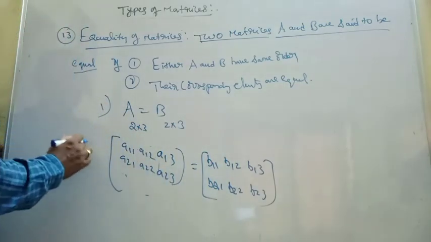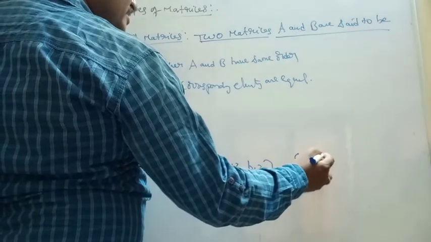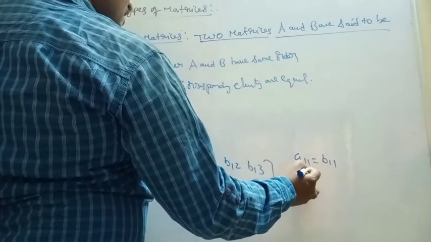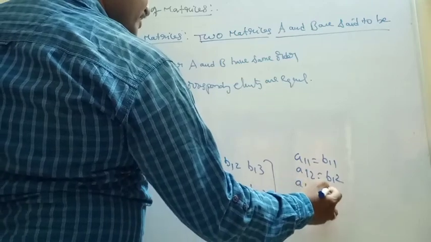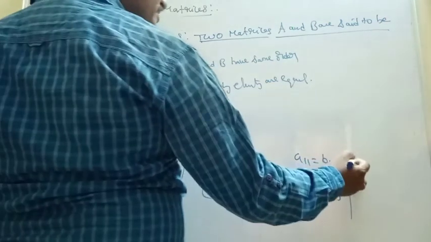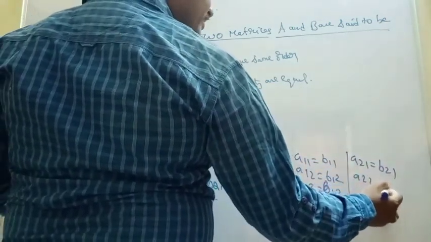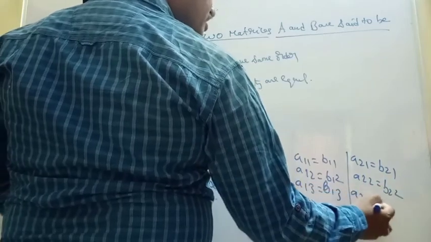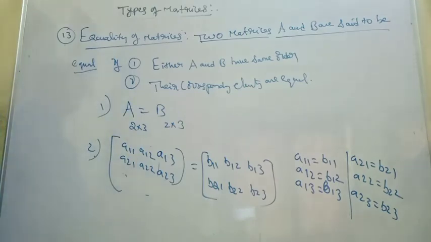Number 1 is this, number 2 is this. Their corresponding elements are equal. That means A11 is equal to B11, A12 is equal to B12, A13 is equal to B13, like this. And similarly, A21 is equal to B21, A22 equal to B22, A23 is equal to B23. If their corresponding elements are all equal, then we will say that those two matrices are equal matrices.